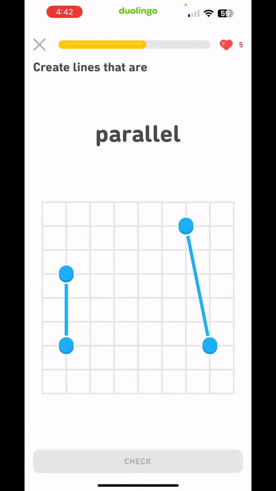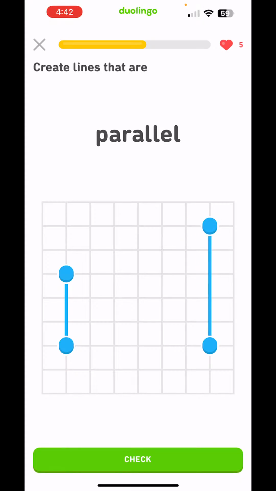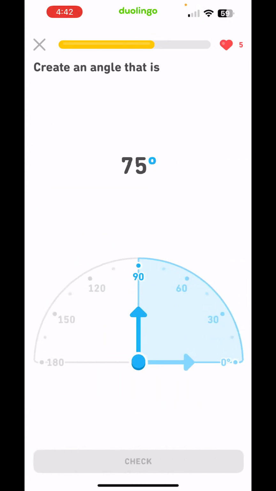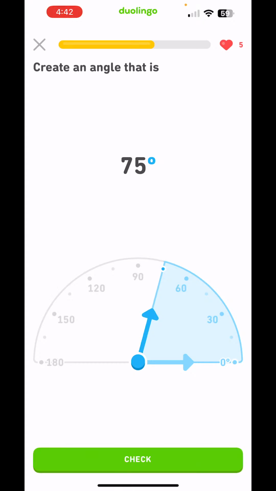All right, create lines that are parallel. Oh, this is pretty easy. We'll just have to make this one straight, and that's already straight, so that should be parallel. Yes. Create an angle that is 75 degrees. Okay, so that would basically mean putting the arrow right here. That should be 75. Okay.